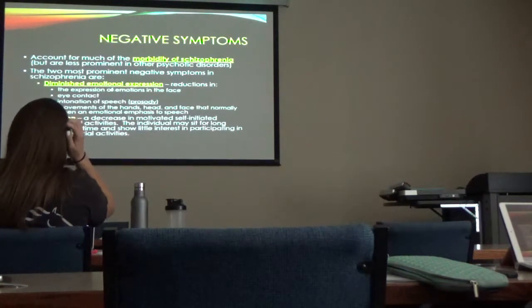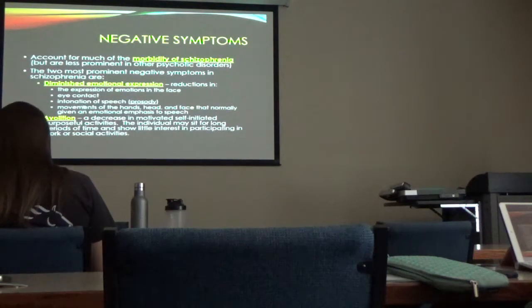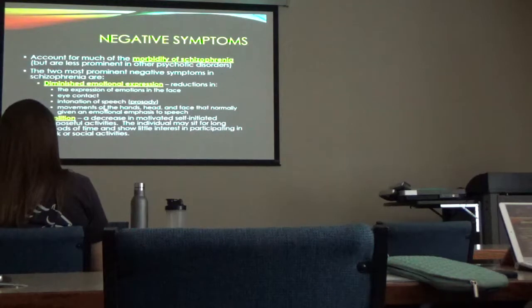Did she have diminished emotional expression? She didn't do eye contact so much. She put her head down. Was her intonation normal? It wasn't quite there. Movement of hands, head, and face: did she do that normally? It wasn't terrible. It wasn't great. Expressions of emotion: she did express emotions in her face, but she had the mismatch that he talked about.